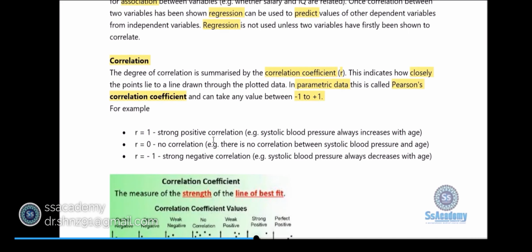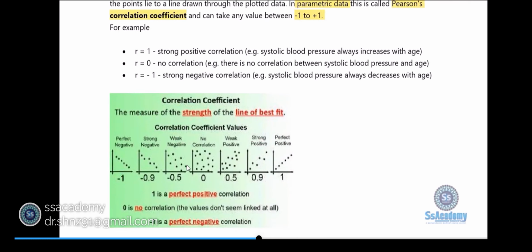For example, R equal to +1 is a strong positive correlation, meaning the systolic blood pressure always increases with age. 0 equals no correlation: there is no correlation between systolic blood pressure and age. And -1, what does it mean? A strong negative correlation, meaning the systolic blood pressure always decreases with age. So for the correlation coefficient, +1, 0, -1 means strong positive, no correlation, and strong negative.